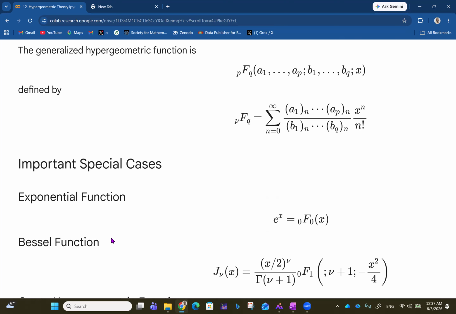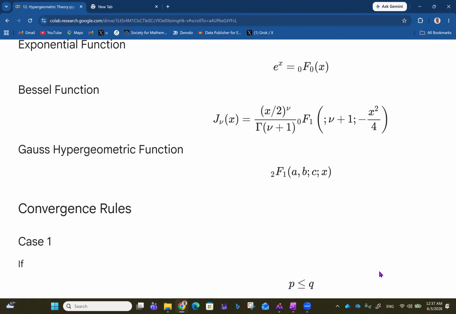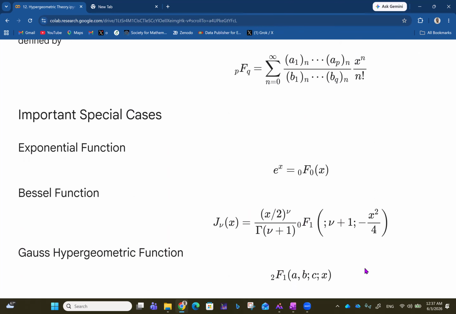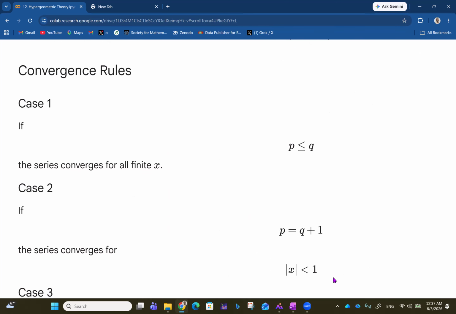Then you have the Bessel function, which is J sub nu of x equals x over 2 raised to the power nu all over gamma of nu plus 1, then 0F1 of; nu plus 1; minus x squared over 4. That's the Bessel function there. And then we have the Gauss hypergeometric function, which is 2F1 of a comma b; c; x.